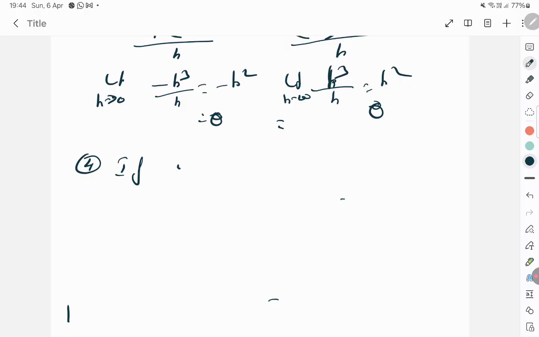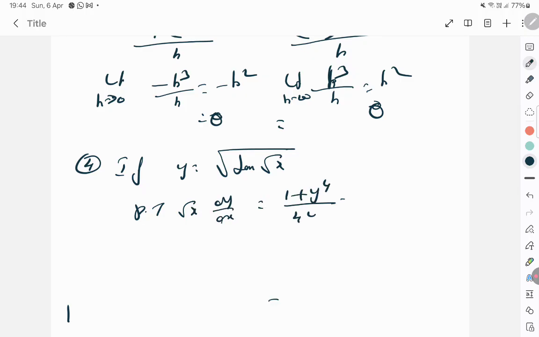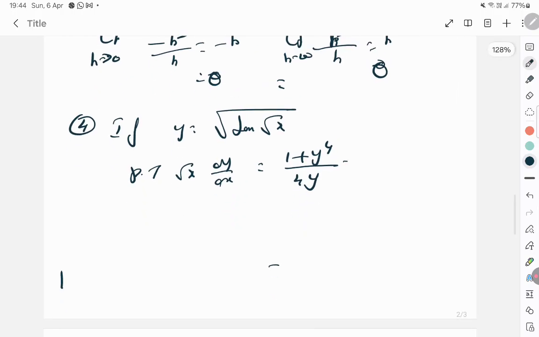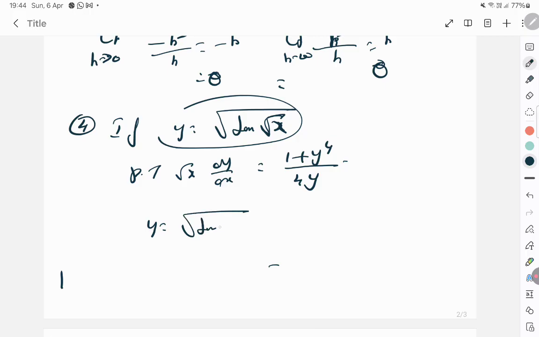If y is equal to root of tan of root x, prove that root x into dy by dx is equal to 1 plus y to the power 4 by 4y. So this is what is given. Whenever they give it like this, and there's root x, we can consider this itself as a capital X and write 1 by 2 root x.